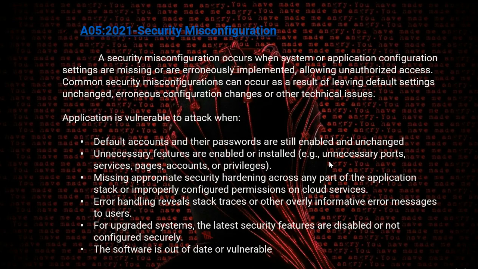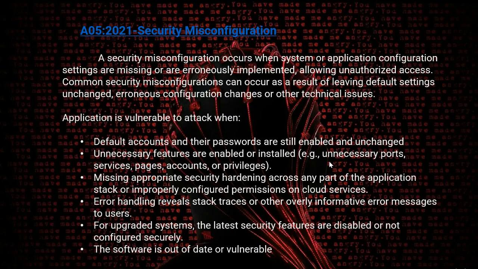The next comes security misconfiguration. This is one of the most important vulnerabilities today. Security misconfiguration occurs when system or application configuration settings are missing or erroneously implemented, allowing unauthorized access. Common security misconfigurations can occur as a result of leaving default settings unchanged. Erroneous misconfigurations are a technical issue.